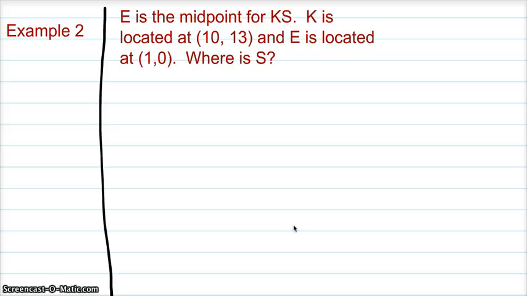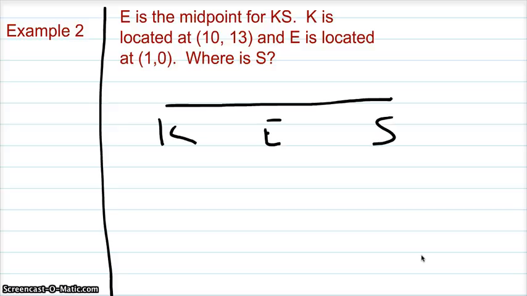Okay, example 2 is E is the midpoint for KS. K is located at (10, 13), and E is located at (1, 0). Where is S? So again, I do suggest you draw a picture. So E is the midpoint for KS, and K is located at (10, 13), and E is located at (1, 0). So what do you notice different from this one, from the last example we did? You should notice that they're not both endpoints this time. You have an endpoint and a midpoint this time.